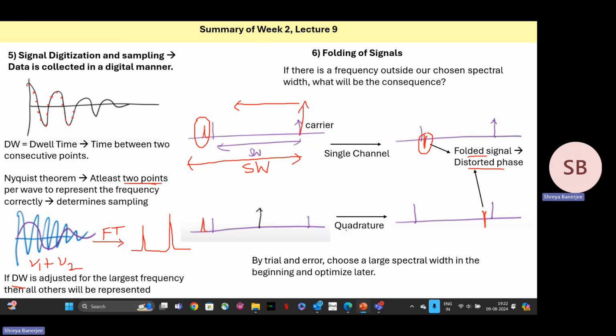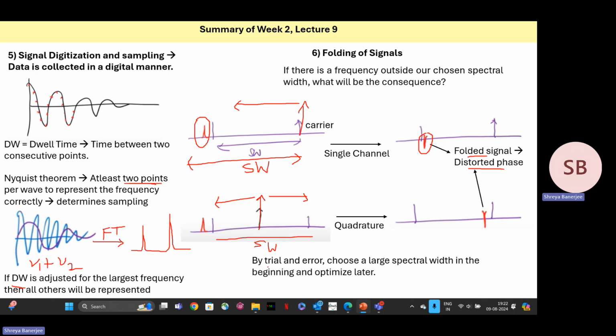Similarly, in the case of quadrature detection, where you have the carrier frequency somewhere in the middle, it's quadrature detection because you are scanning in both directions. In this case, this is your spectral width. If you have a frequency lying outside your spectral width, again the phase will change and you will know that you need to increase the spectral width in order to properly pick up all the frequencies.